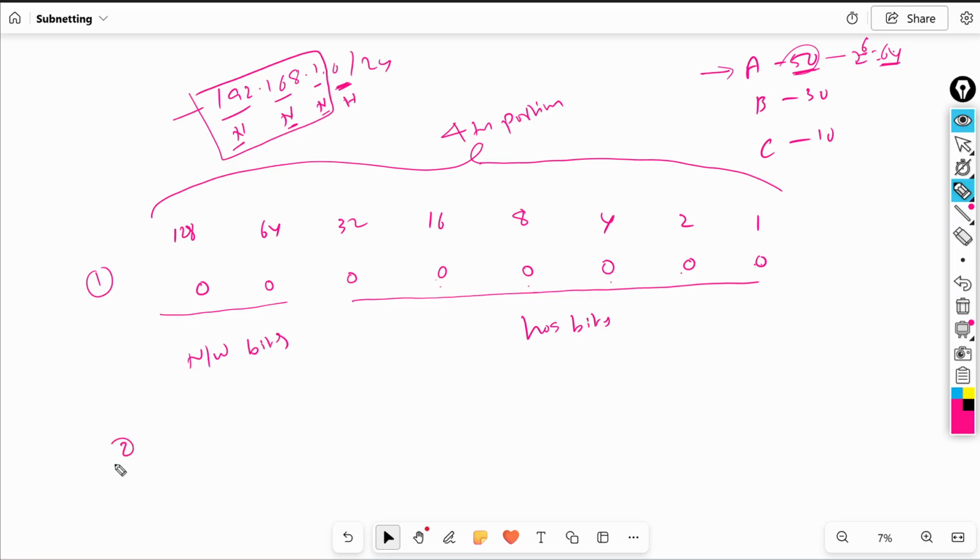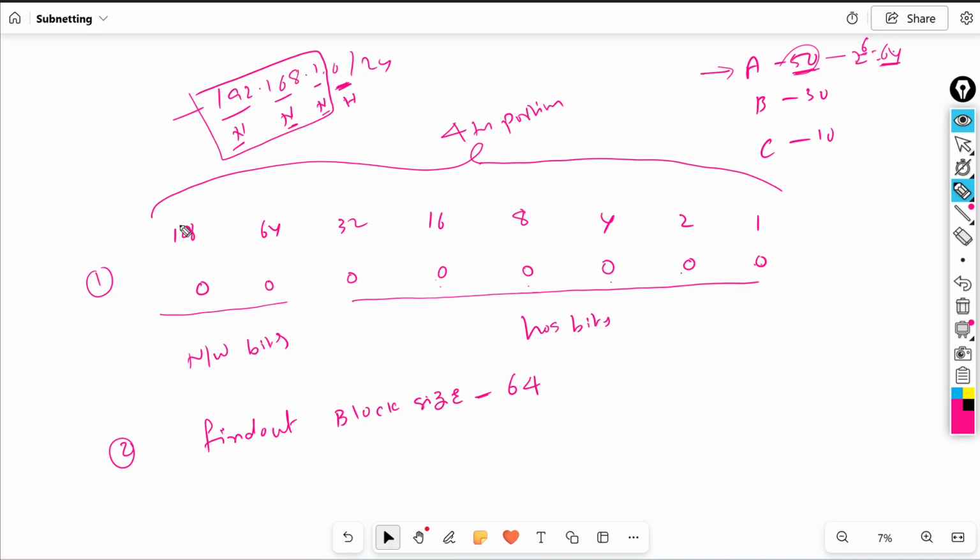The second step is to find out block size. What is the block size? 64. Block size means the least value in network bits, the smallest value in network bits.